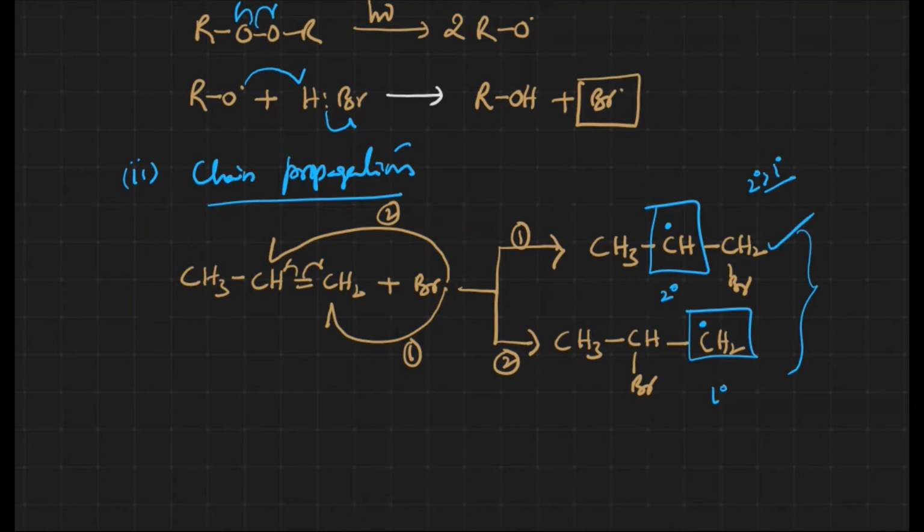In the stable intermediate, the bromine is attached to the carbon which has more number of hydrogens comparatively with the next one. That is why it is going to be opposite to that of Markovnikov rule. That's what this particular rule is known as anti-Markovnikov rule.